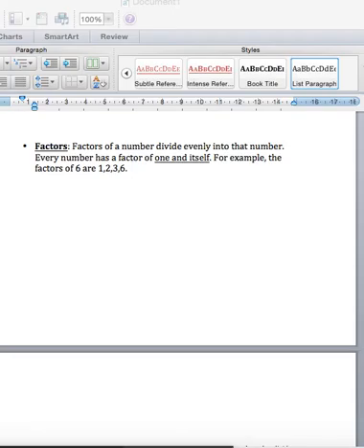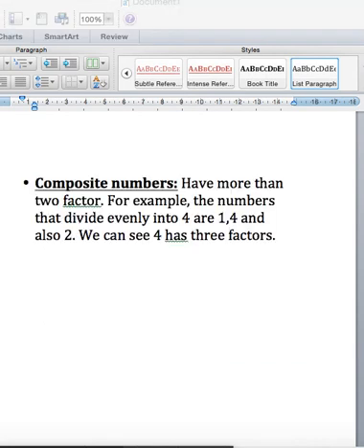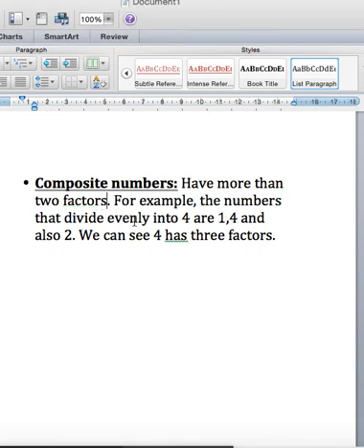So I'll just add in there, there is a limited amount of factors, or finite amount, okay? Because sometimes you get confused. So with factors, there's only a certain amount or a limited amount. Now, the next one we're looking at are composite numbers, and they're sort of the opposite to prime numbers. So composite numbers have more than 2 factors, okay? And that's it. So for example, the numbers that divide evenly into 4.